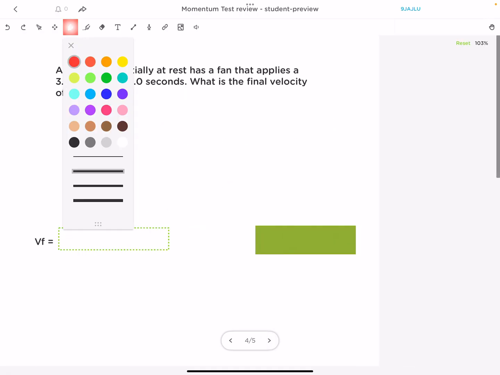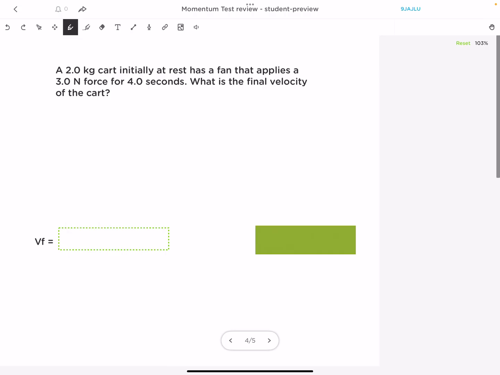And meanwhile, I'll change the colors. So here, I have a 2 kilogram cart initially at rest, has a fan that applies a 3 Newton force for 4 seconds. What is the final velocity of the cart?